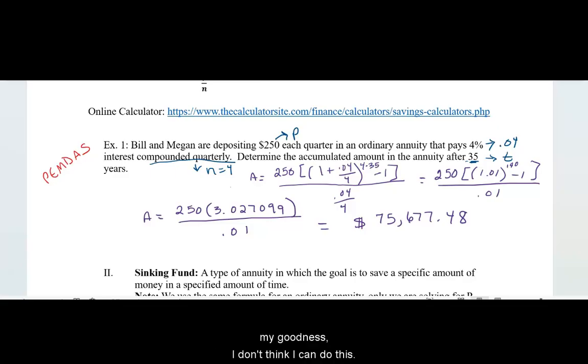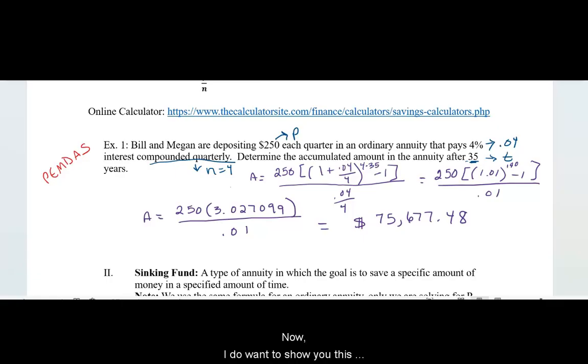So again, this problem, when you look at this formula, it does look overwhelming when you first see it. And you think, oh my goodness, I don't think I can do this. But you just take it one step at a time. Try not to skip steps and use the order of operations. So with this particular problem, you're always going to do the inner parenthesis first, then the outer parenthesis second, and then from there, you've got your multiplication followed by division.